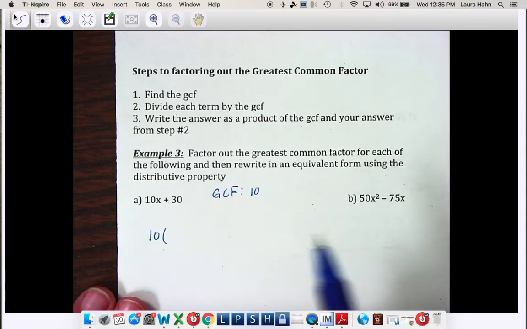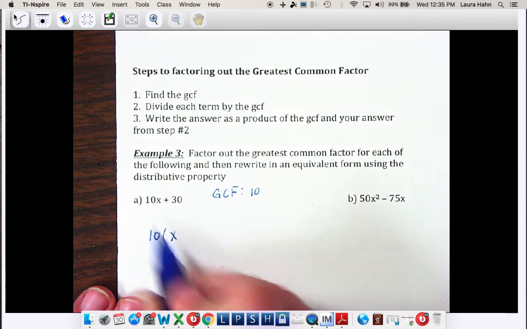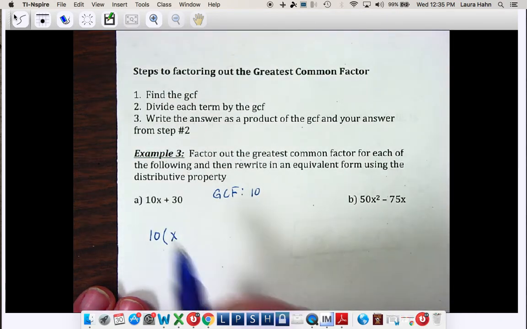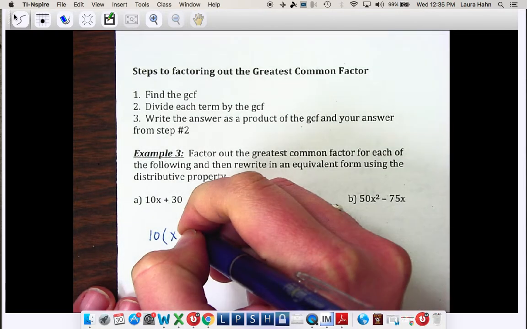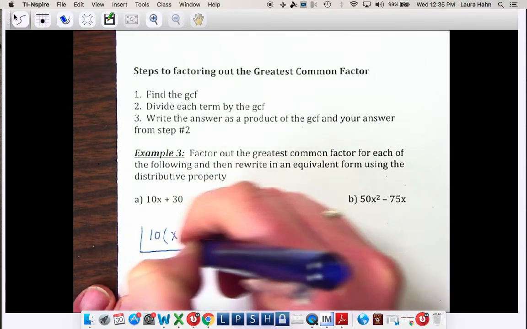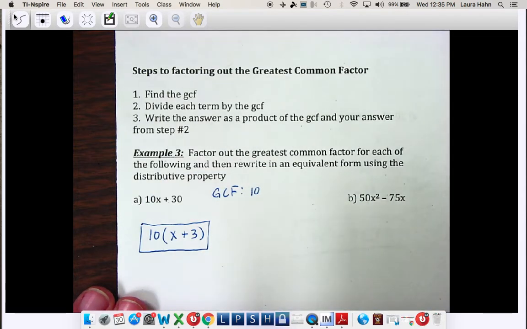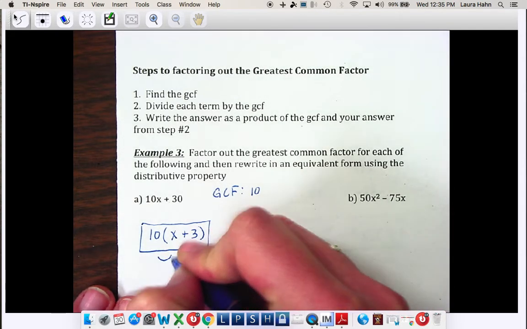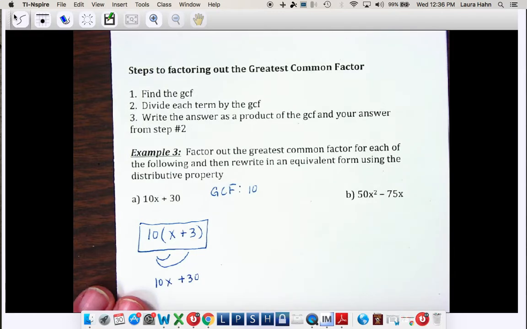So you can divide, or another way I like to do it is I think, what do I multiply 10 by to get to 10x? I know that 10 times x would give me 10x. Done. Now I think, what do I multiply 10 by to get to 30? Well, I know 10 times a positive 3 would give me 30. So this is what it looks like to take out the greatest common factor. It's pretty much the opposite of distributing, right? And you can check yourself by distributing. 10 times x is 10x, 10 times 3 is a positive 30. Boom, I know I did it correctly.